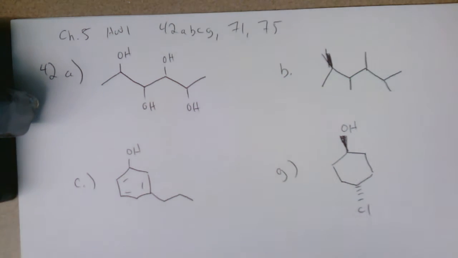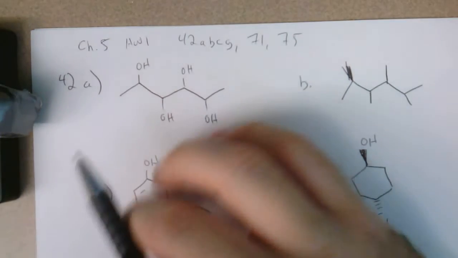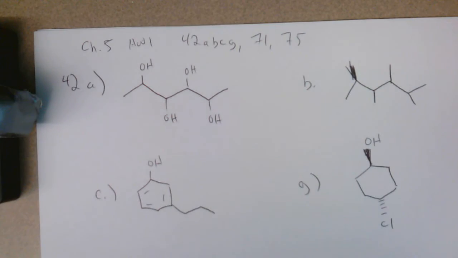Welcome to the very short and sweet video key for the first chapter 5 homework. First problem we got here is number 42, A, B, C, and G.